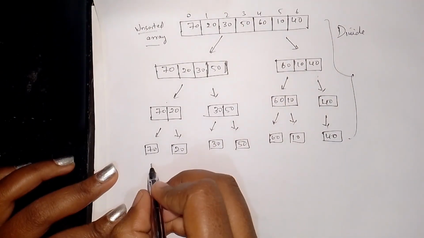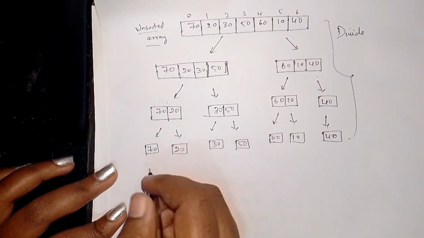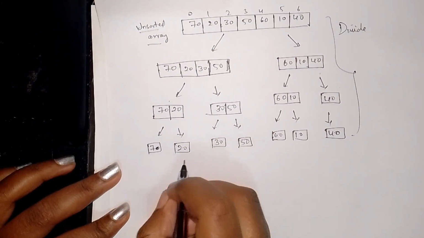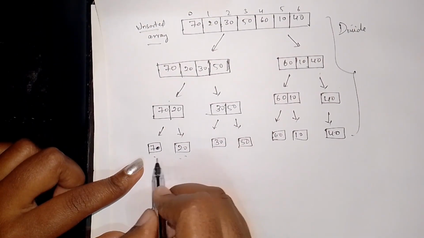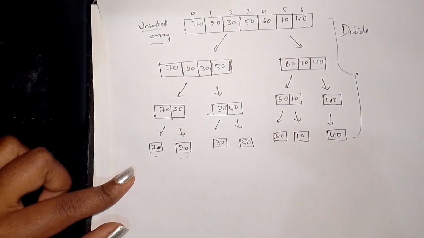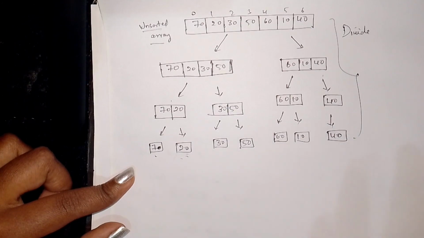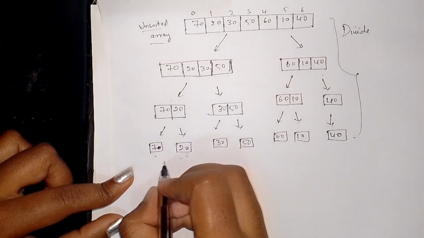Now I have to solve these indices into an order. We have to compare these two. Which one is smaller? I'm going to arrange it in ascending order, that is, smaller to bigger. We can take any order, either ascending or descending, as you wish. I'm going to do ascending here.